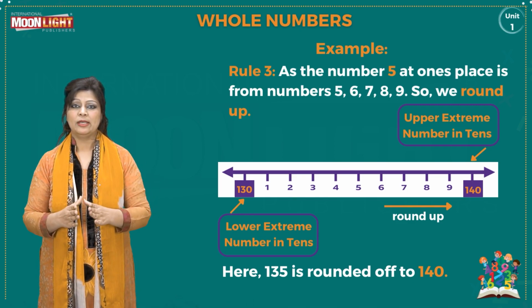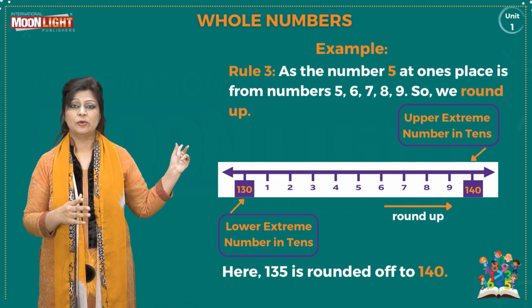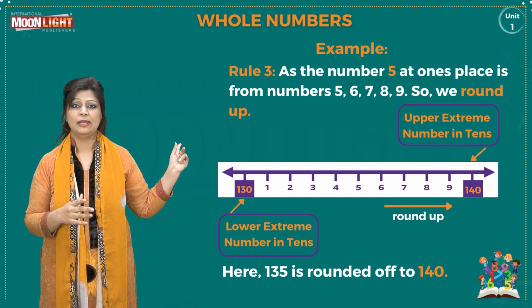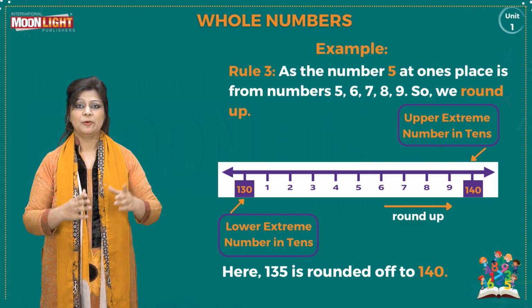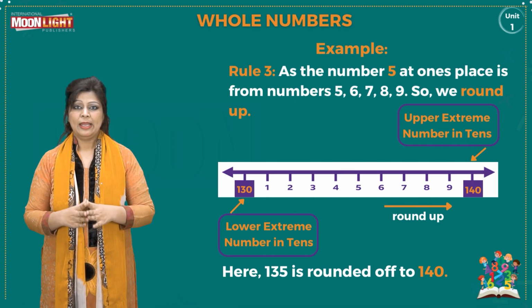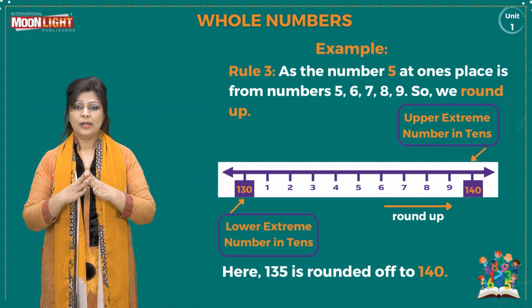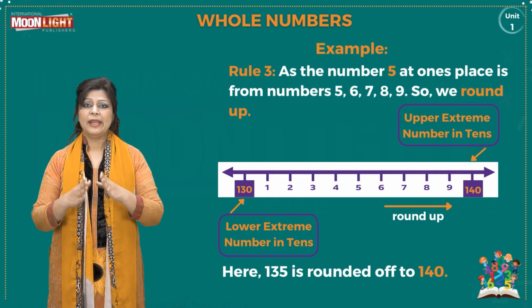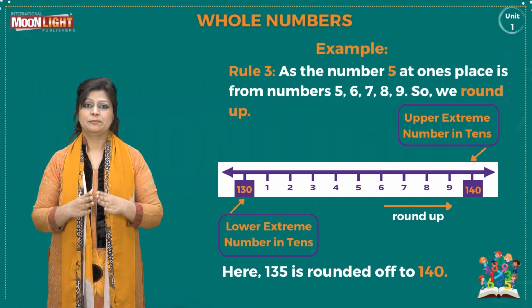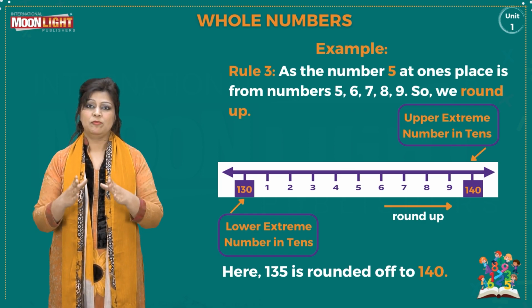Here the number 135 is going to lie over here on the number line. Yes, in the middle of the number line. So at the middle of the number line where 5 is written, we are going to write 135, and we are going to tell that as this is greater than or equal to 5 according to rule number 3, we are going to round the number up to the upper extreme number in tens, which is 140.